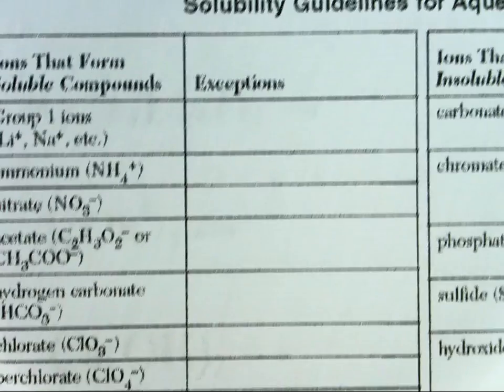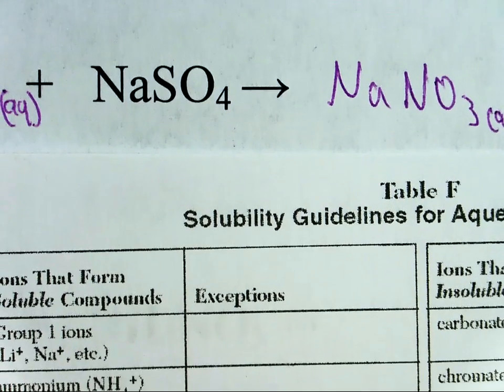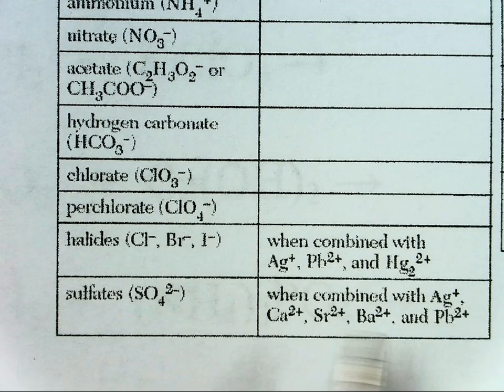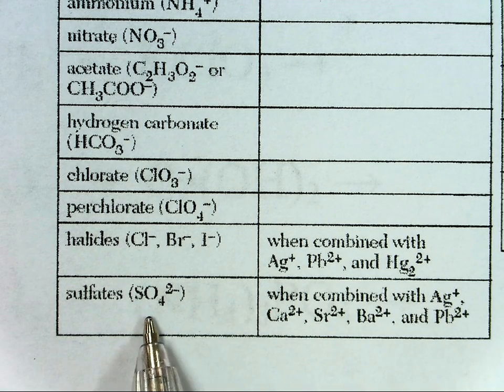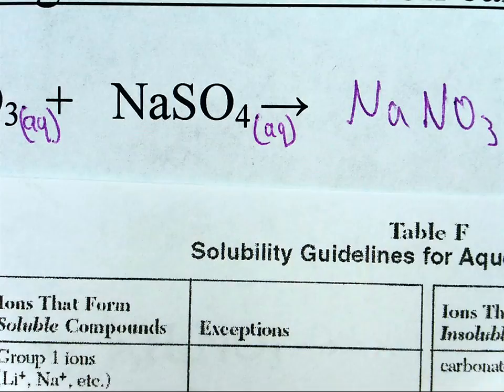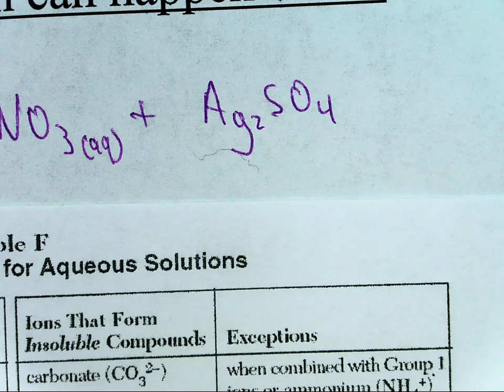Okay. Well, let's see. Sodium sulfate. Sodium sulfate is not one of the exceptions. Therefore, we'll say it follows the rule of being soluble. So sodium sulfate will be labeled as aqueous. Next one, silver sulfate. Okay, let's look at silver sulfate.